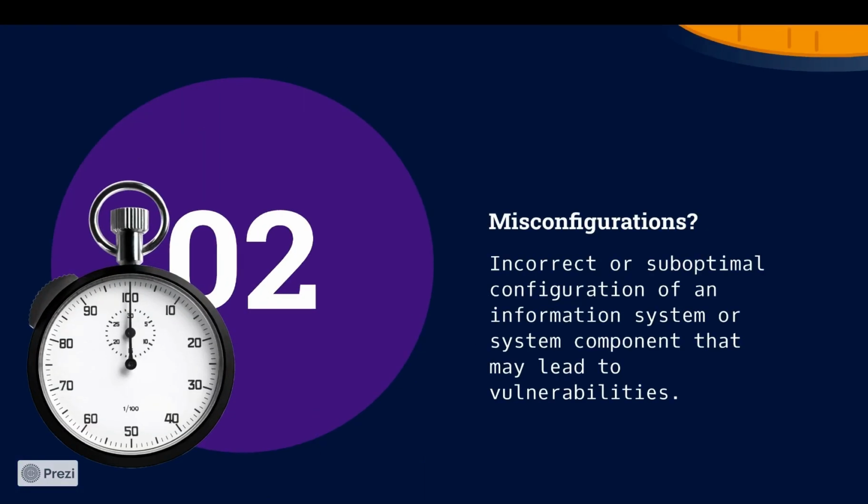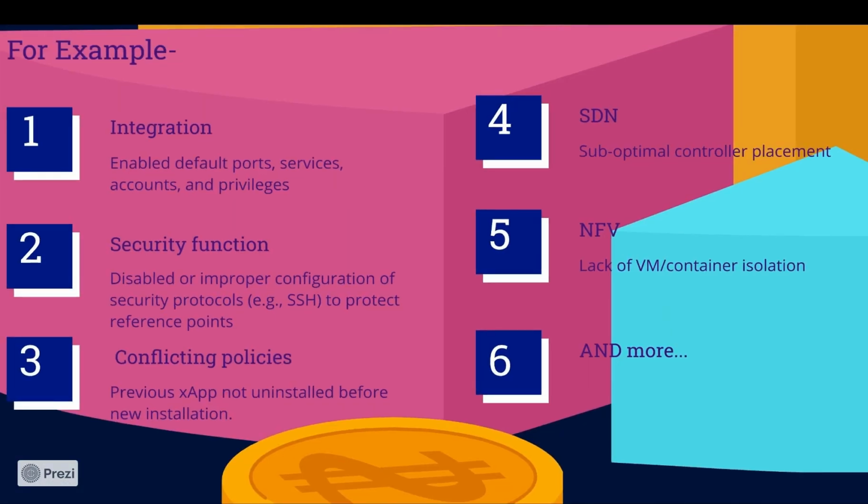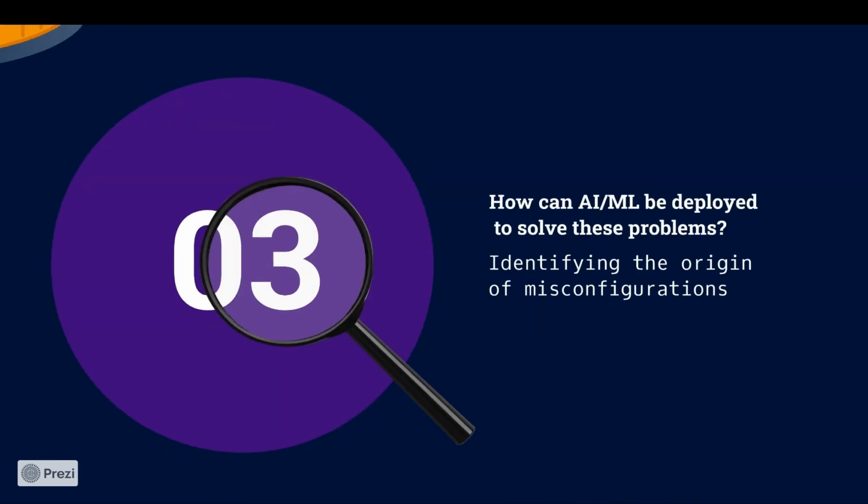Well, where does AI/ML for misconfiguration detection come into the picture? Misconfiguration is defined by NIST organization as an incorrect or suboptimal configuration of an information system or component that may lead to vulnerabilities. One cause of misconfiguration might be an xApp failing to adhere to standard procedures when interacting with the E2 service models, resulting in its malfunction within the system. For example, under the aspect of integration, enabled default ports, services, accounts, and privileges can cause significant misconfiguration problems, and similarly, under the aspect of security functions, conflicting policies, and so on.